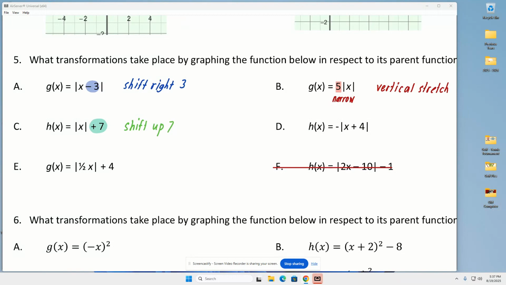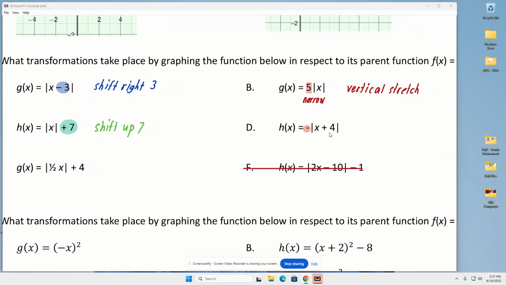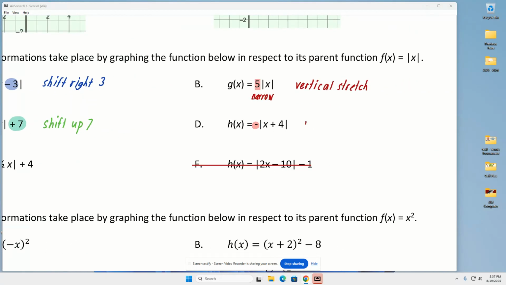And the next one, we've got 2 things going on. Let's start right here. What is that negative out in front telling me? Well, that negative out in front is saying, hey, this is a reflection. Well, it's outside, so it's a vertical reflection. So hopefully you guys recall, vertical reflections reflect over the x-axis.